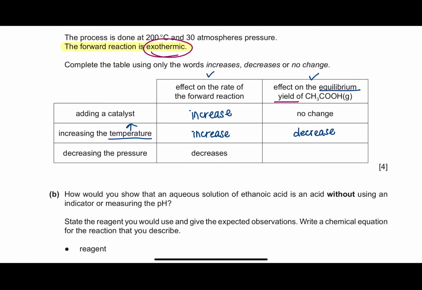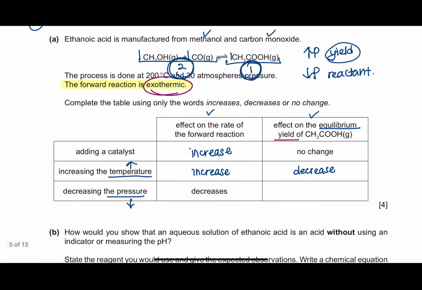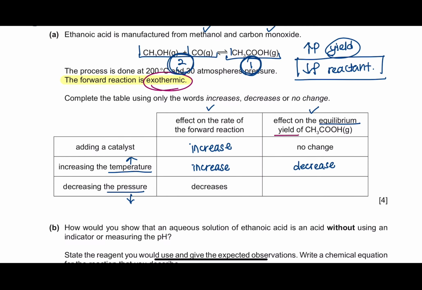Now the last one is about decreasing the pressure. So when it comes to pressure, you need to look at the number of moles. You can see that there are 2 for your reactant and only 1 for your product. If you increase the pressure, it will move to the side with fewer moles, which is your yield. But if you decrease the pressure, it would be the opposite. It would go to the side with the greater volume, which is your reactant. So now that you're decreasing the pressure, your equilibrium would start to move to the side which has more reactants. If it goes towards reactant, this means that your yield would decrease.